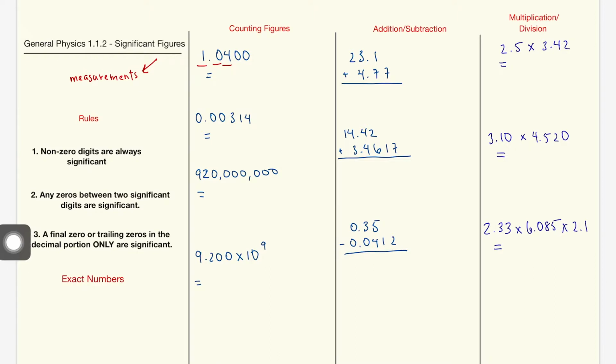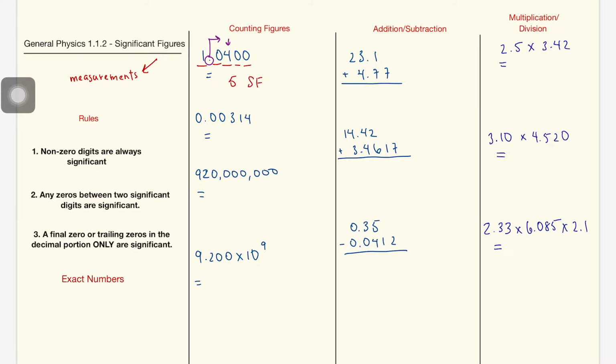And Rule 3, a final zero or trailing zeros in the decimal portion are always significant. The decimal portion is always to the right of the decimal, and a trailing zero means after the last significant figure. Since the last significant figure is 4 and there are 2 zeros behind it, we have 5 significant figures.